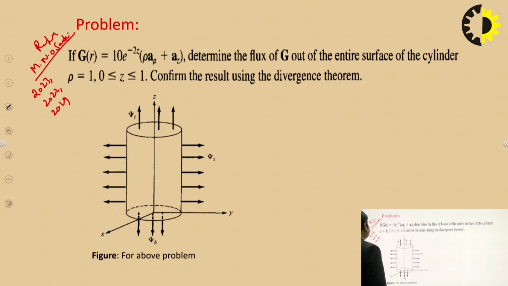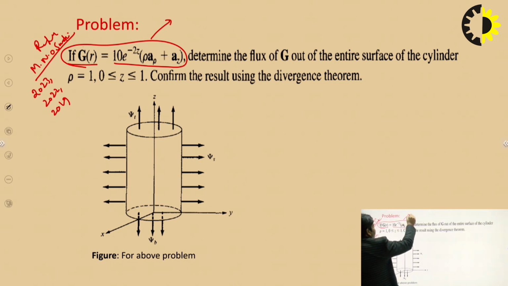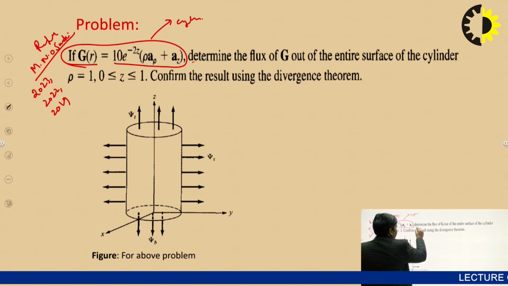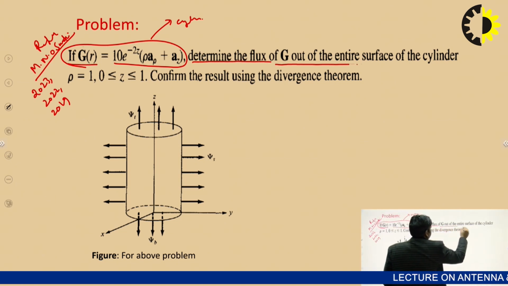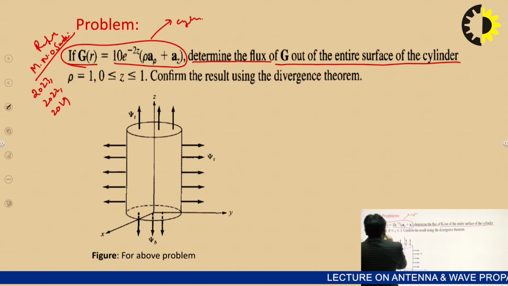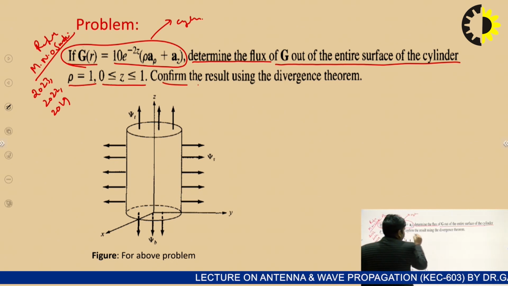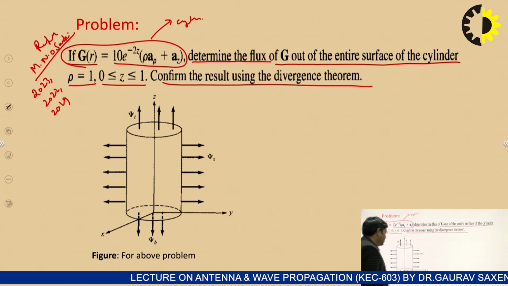And what is the problem here? If G is the vector field 10 e to the power minus 2z rho arrow plus az, we can say this vector field is defined in the cylindrical coordinate system. Determine the flux of G out of the entire surface of the cylinder, where rho is equal to 1 and z lies from 0 to 1, and confirm the result using the divergence theorem. So how do we calculate it?